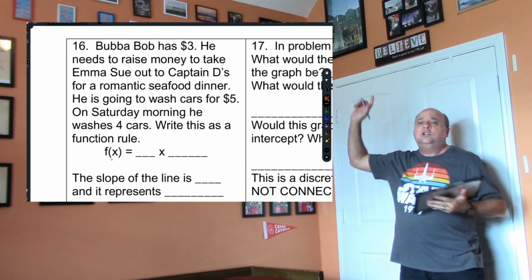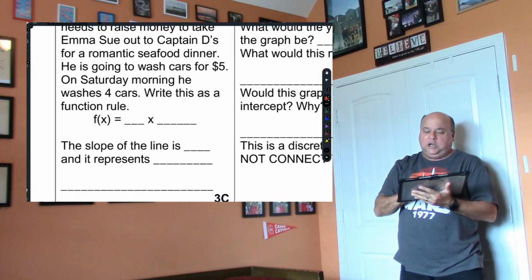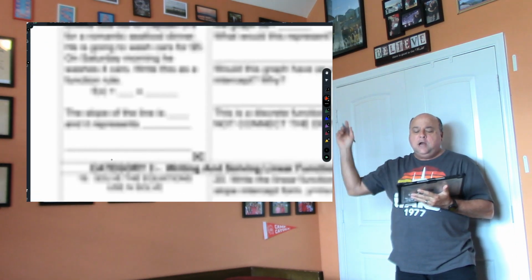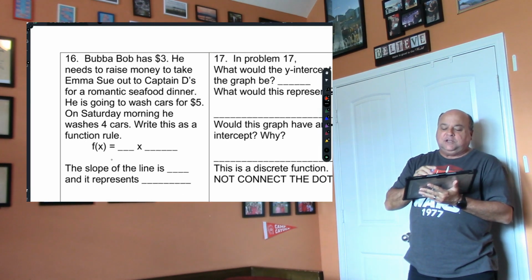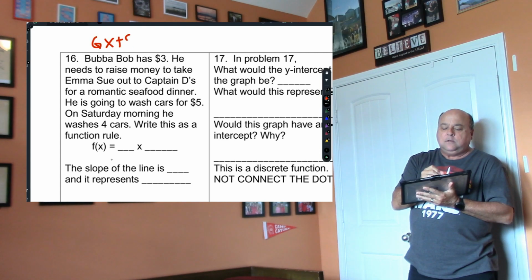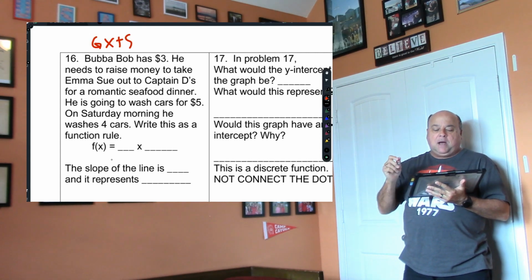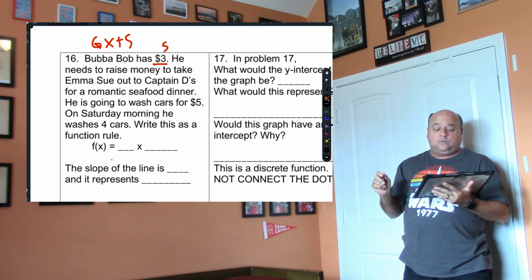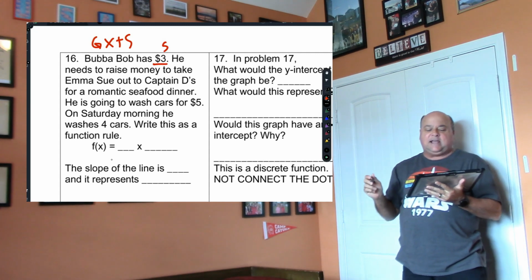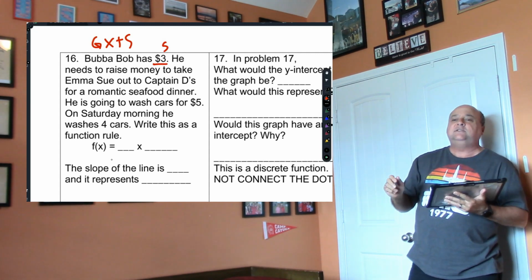Continuing on, turn the page. Number 16, fun, fun, fun. We need the GX plus S, don't we? Okay, so Bubba Bob has $3, so this is our starting amount. He needs to raise money to take Emma Sue out to Captain D's for a romantic seafood dinner.